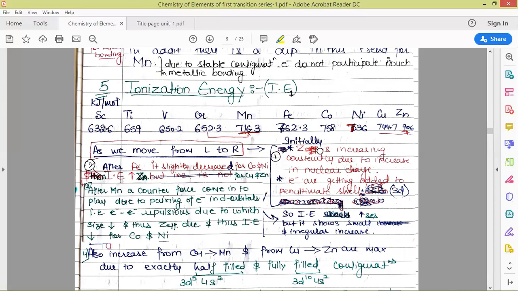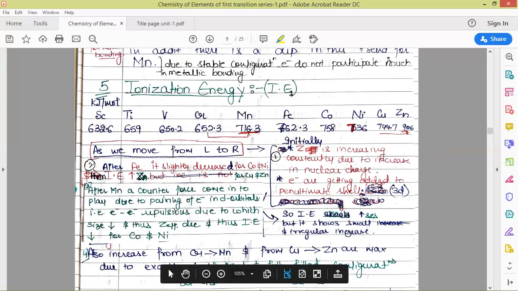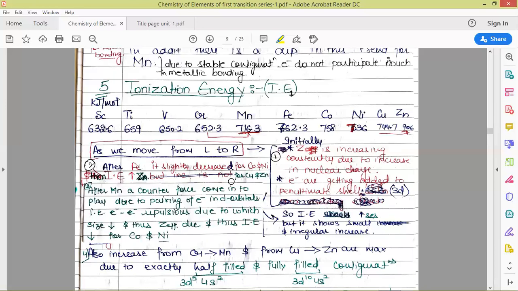As we move from left to right, nuclear charge, that is Z, is increasing constantly. Number of protons are getting added to the nucleus, so the charge on the nucleus is increasing, and electrons are getting added to the penultimate shell, which is having poor screening. So ionization energies in general increase from scandium to zinc, but there is an irregular increase, and the reason for this irregular increase and the few exceptions we are discussing in the next point.